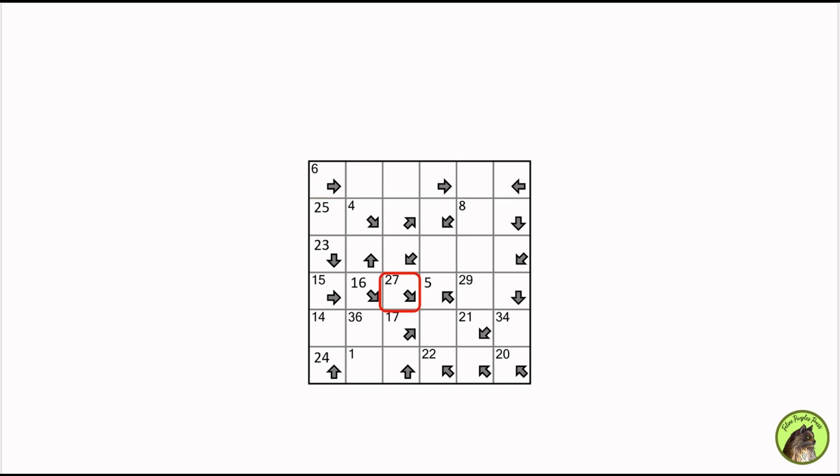This 27 is pointing to 2 empty cells. However, 29 is already on the board, and one of these 2 cells has an arrow that is not pointing towards the 29. This means 28 is in the other empty cell.